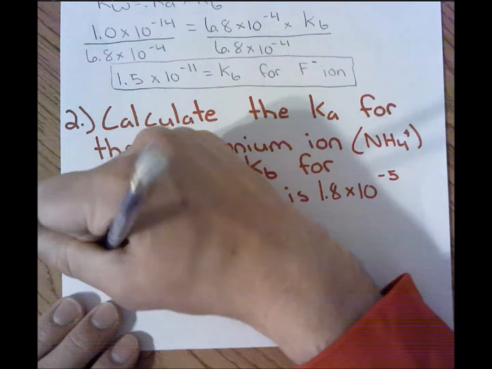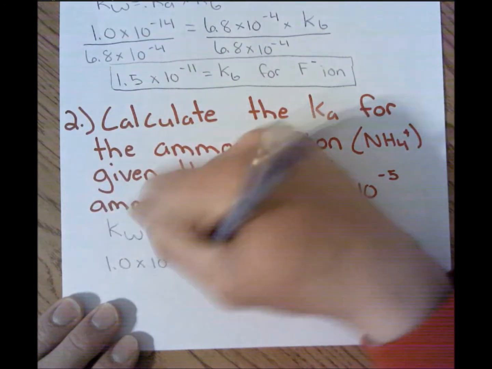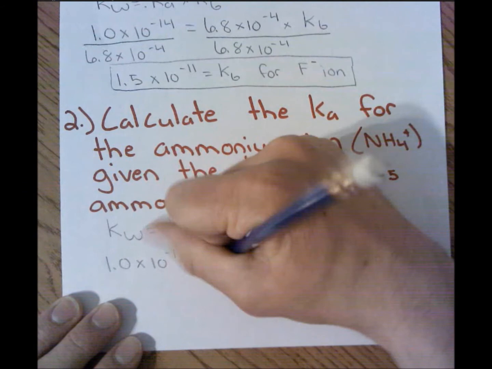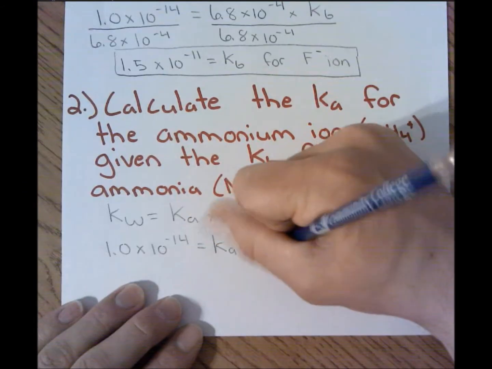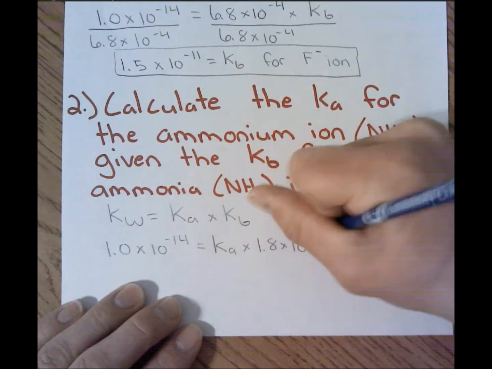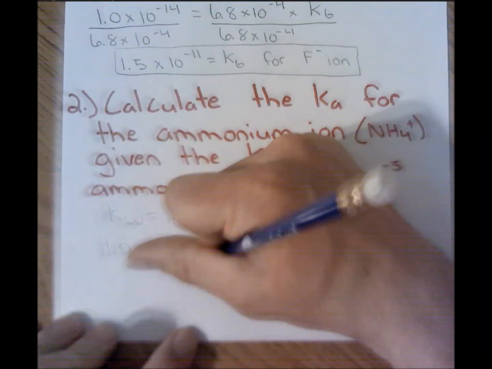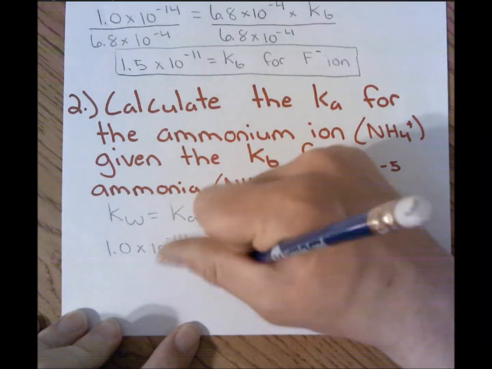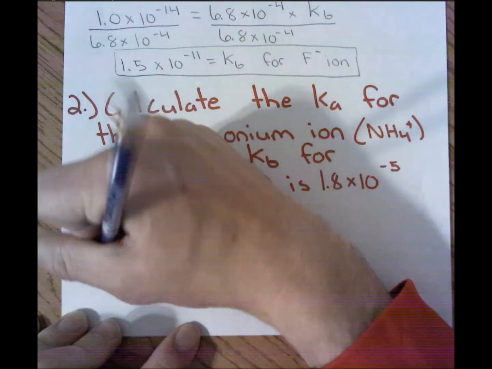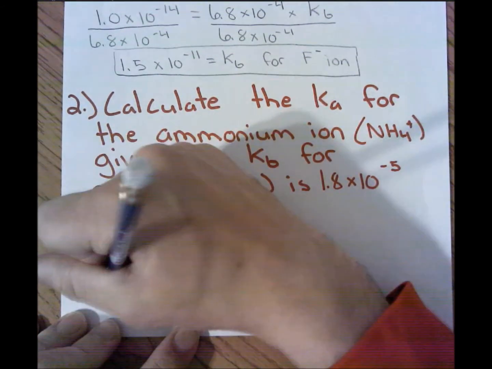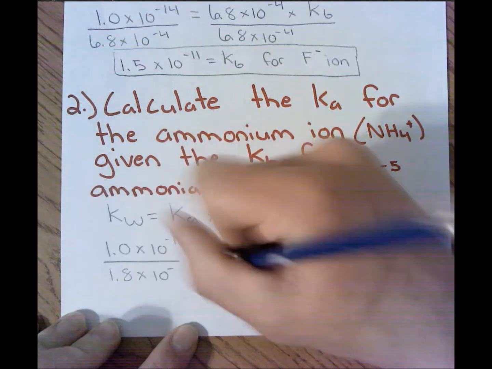So Kw is 1.0 times 10 to the negative 14th equals our Ka, which we don't know, times our Kb, which is 1.8 times 10 to the negative 5th. Now to find Ka, all we need to do is divide both sides by this 1.8 times 10 to the negative 5th. So I'm going to divide each side by 1.8 times 10 to the negative 5th.